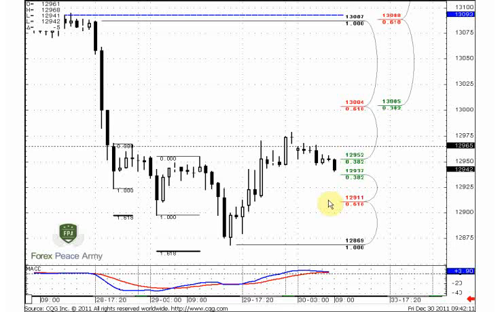So good luck to you. Control your risk and wait for clear patterns that will give you sufficient confidence to enter the market on any side.